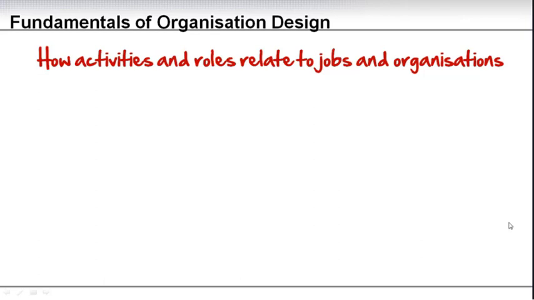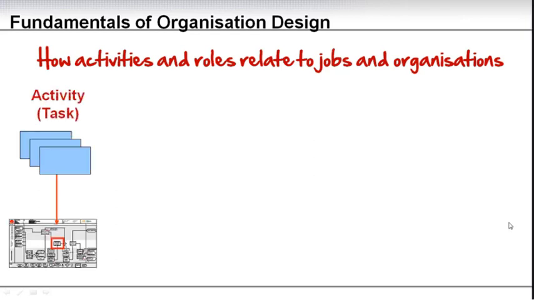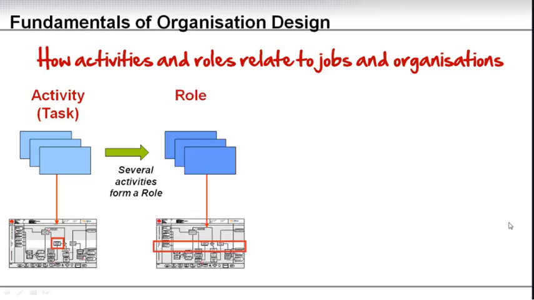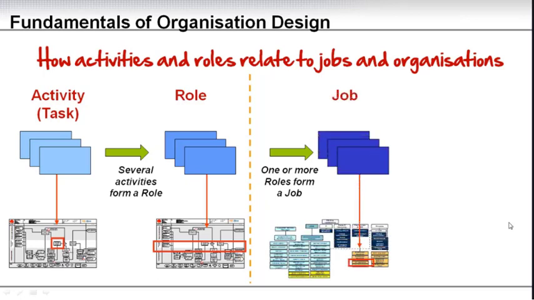So another thing is how activities and roles related to jobs and organizations are related. Basically, an activity is a task that you need to perform, and you can have several tasks or activities. They will then form a role. So a role is a group of activities or tasks. Now, a role can be one job, or several roles can form a job. So you have a job which is one or more roles, and a role which is one or more activities and tasks. So you have a one-to-many relation here. It can be a one-to-one, so you have a one-to-one or one-to-many relation here.